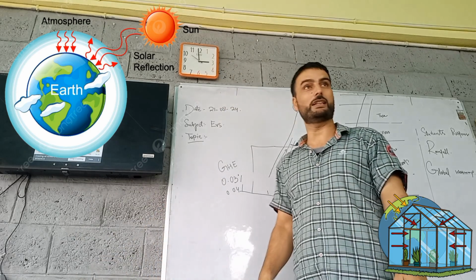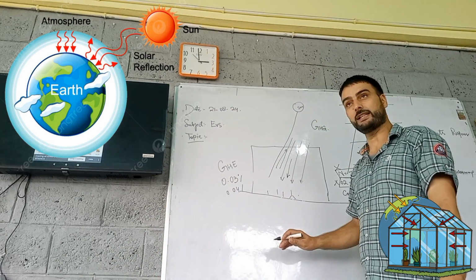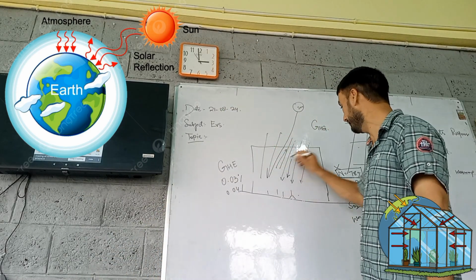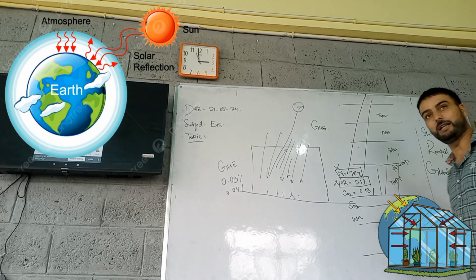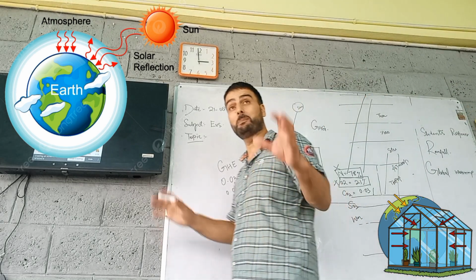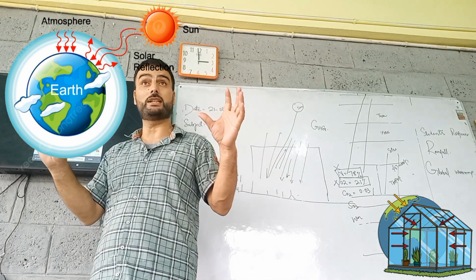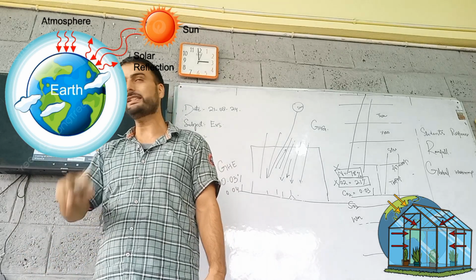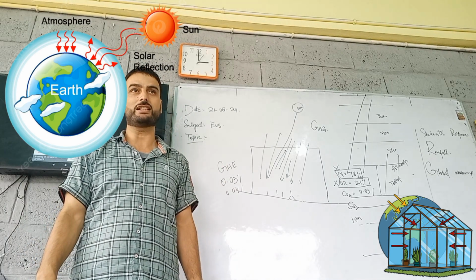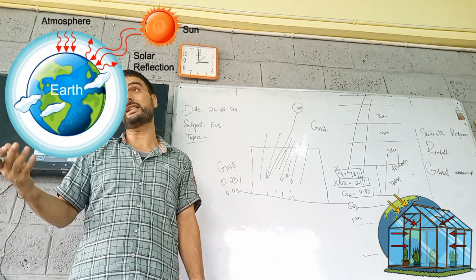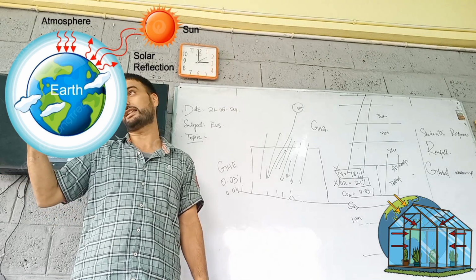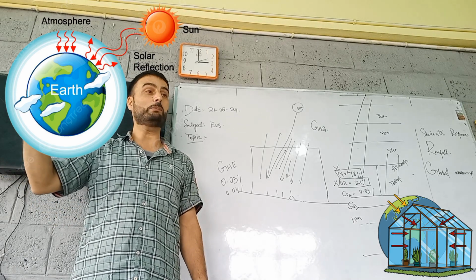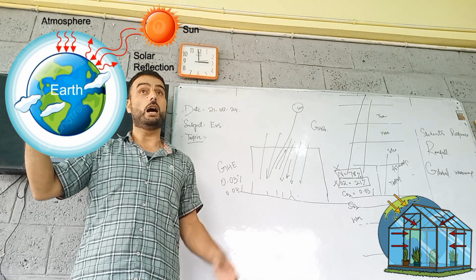More sun rays will get trapped here. When more sun rays get trapped, my dears, on our earth, what will happen? The average temperature of earth will increase. If the average temperature here is 30 degrees Celsius, then it will increase and reach 36, 37. And that high temperature, my dears, will harm us.